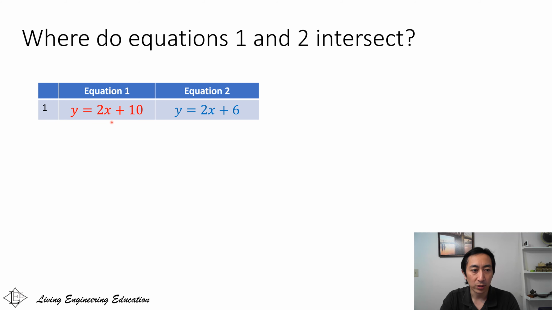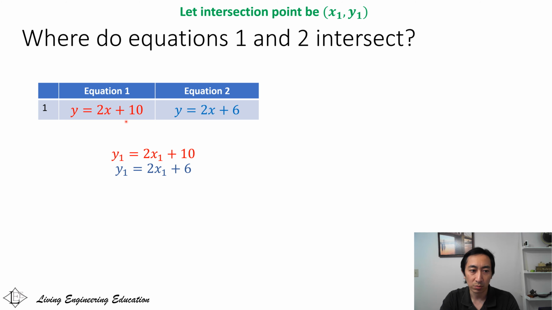Okay, so equation 1 is 2x plus 10. Equation 2 is 2x plus 6. So remember what our first step is? First step is to let our intersection point be some dummy x1, y1. Now what's the second step? The second step is to plug x1, y1 into both of these equations. So let's do that. It looks the same as the equation, but we just put subscript 1s next to them. Now the next step is to equate the y1 values. So 2x1 plus 10 is equal to 2x1 plus 6. That's what I have here.